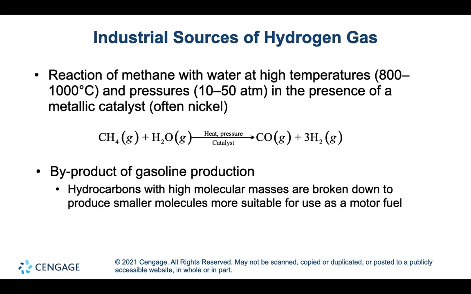Hydrogen is often formed from methane or natural gas. If you heat natural gas and water together at high pressure with a catalyst, you can get carbon monoxide and hydrogen. That's one method of producing hydrogen. It can also be produced as you break down hydrocarbons.